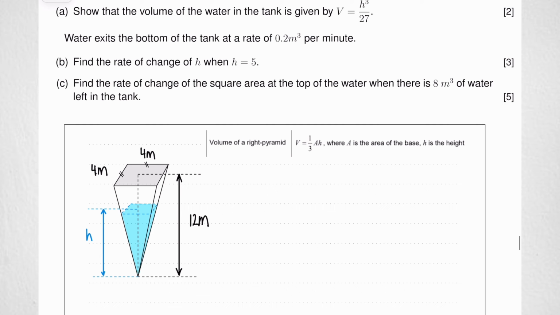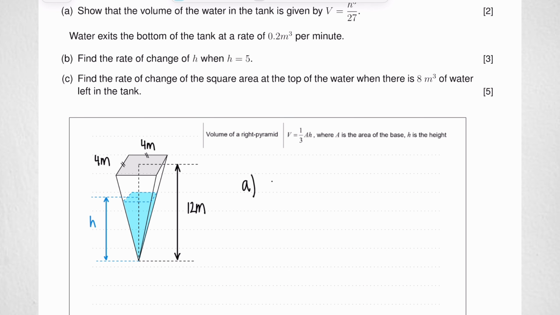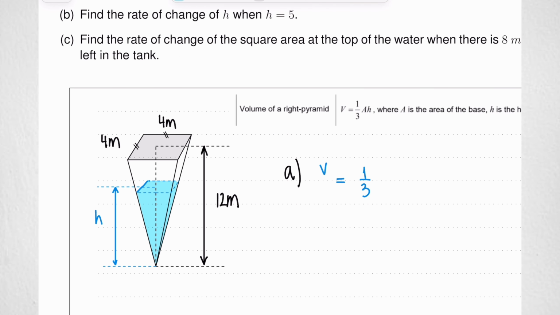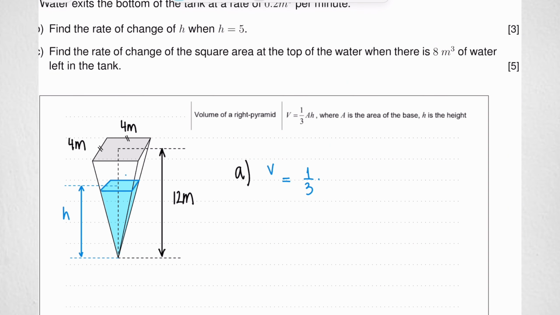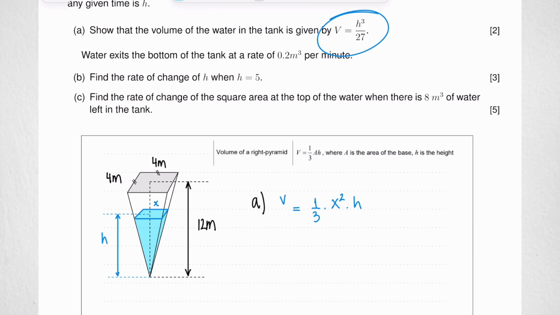Now we know that the volume of a right pyramid is 1/3 of the area of the base times the height. This is a formula that's in your formula booklet. And the base is a square, so it's 1/3 times the area of that square times the height. And this means that at any moment, this volume is 1/3 times the area of this square, and we can call the side of this square x, so x squared times h. Now we can see that in the formula that was given, we don't have any x, we just have volume as a function of the height, which means that we have to rewrite x as a function of h.